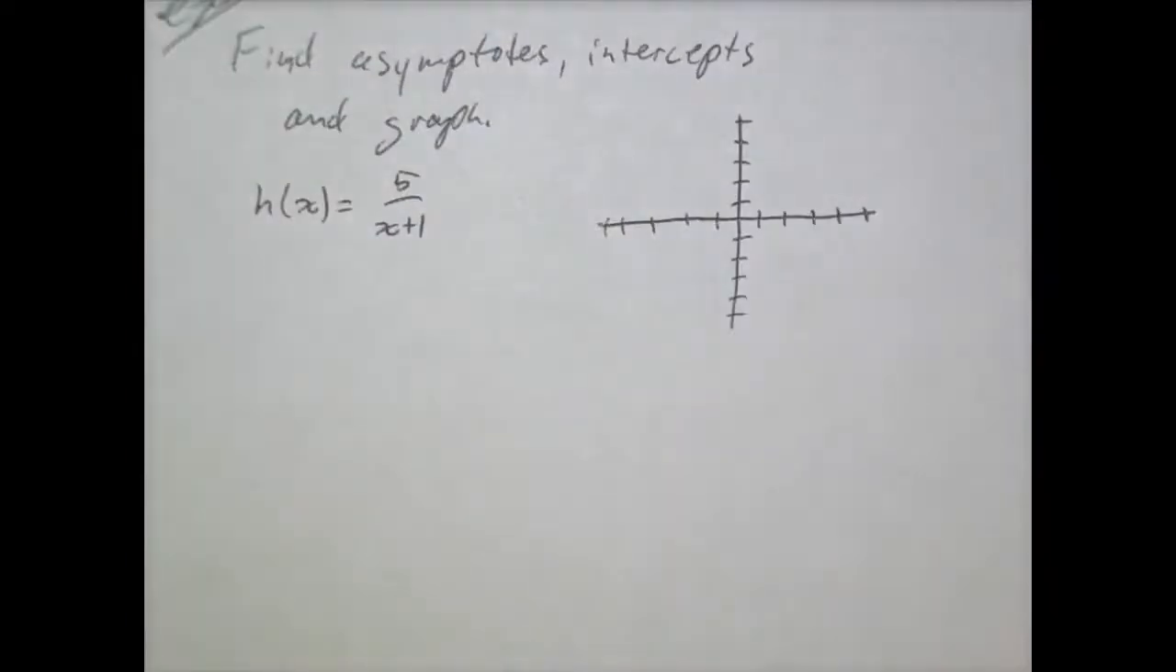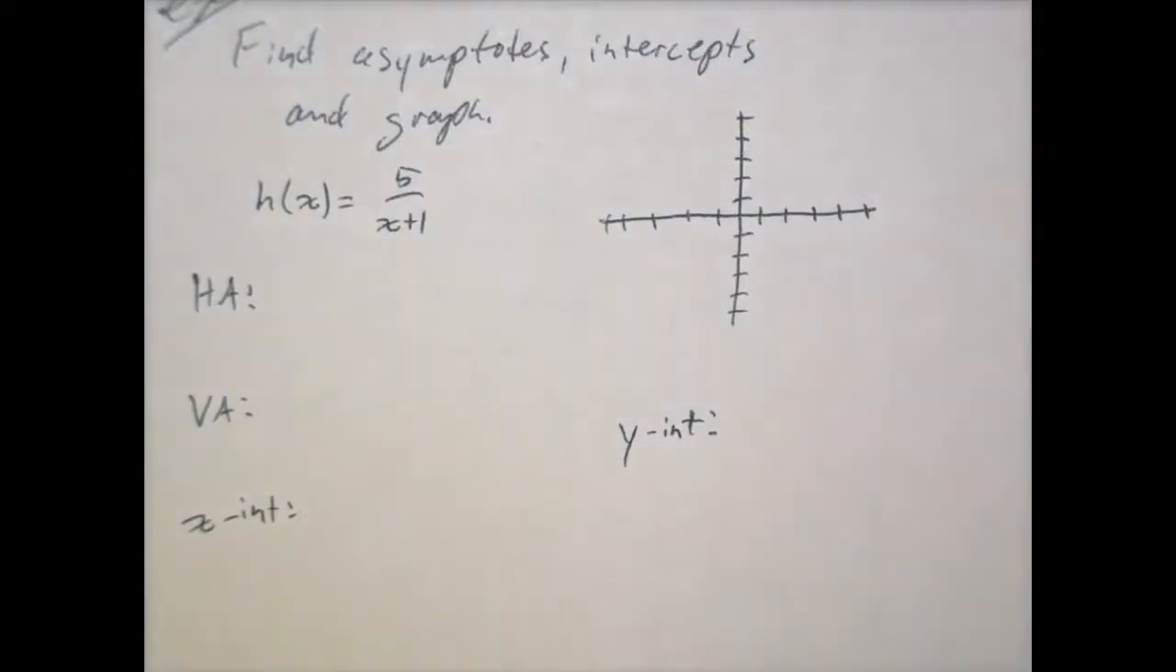Okay, here we go with our first example. Find the asymptotes, both horizontal and vertical, the intercepts, both the x-intercept and y-intercept, and graph this function. So I'm going to go ahead and just write some things, leave blanks. Those are all of the things that I want to find.